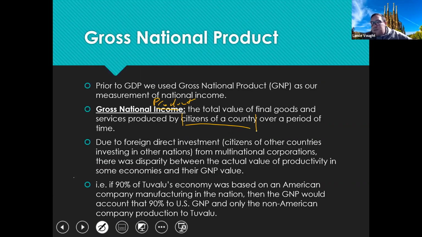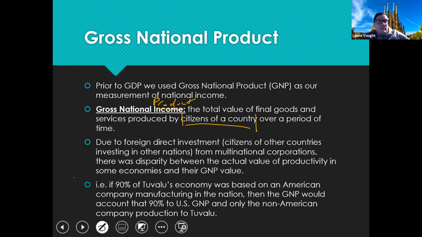Foreign direct investment is citizens of other countries investing in other countries, from foreign nationals, from multinational corporations like Nike, and conglomerates like Nestle and Unilever, and all these other companies that conglomerate and buy up a bunch of businesses and have arms all over the world. It's a good way of measuring the sphere of influence of one country across the world. But if you're trying to measure the actual value of the economy domestically to see how things stateside are, GDP is the better estimate.